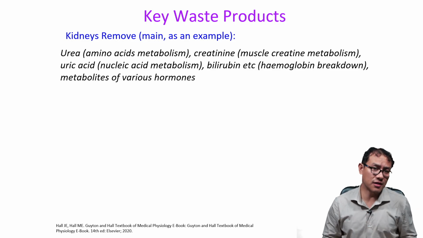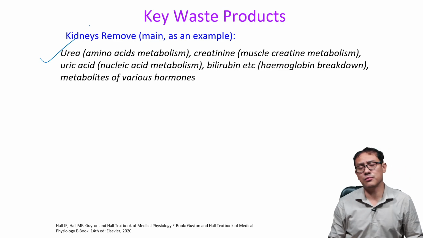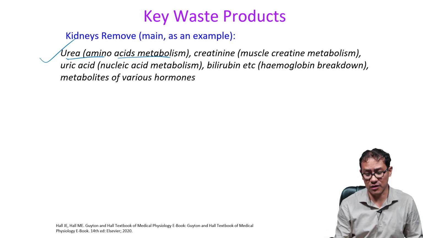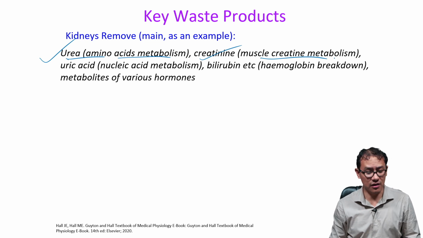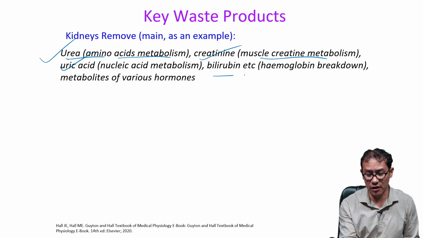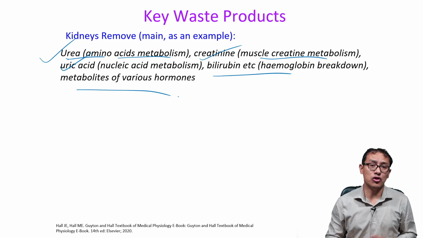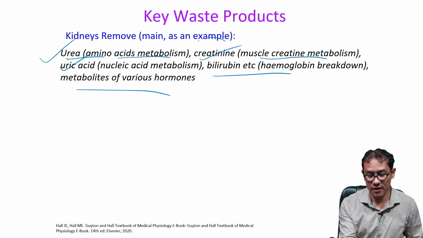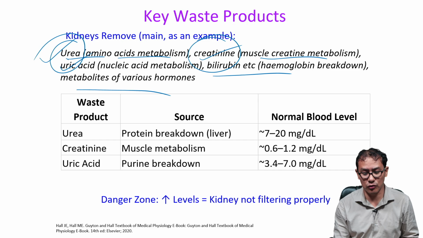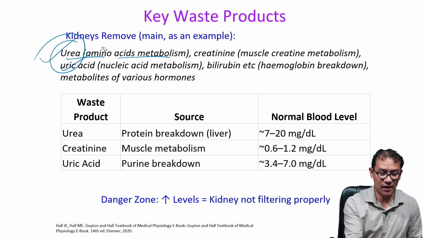So, let us come to the waste products. The waste products consist of different things. For example, creatinine is a waste product, urea is a waste product from amino acid metabolism, creatine from muscle metabolism, uric acid from nucleic acid metabolism, bilirubin from hemoglobin breakdown, and metabolites of different hormones. If renal failure is there, then creatinine may rise, urea may rise, uric acid may increase. So by measuring all these things, you can approximately guess the function of the kidney.